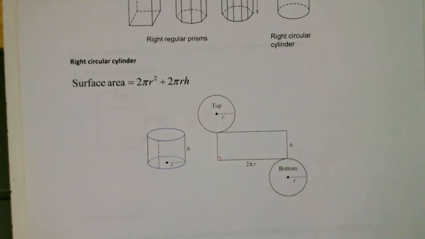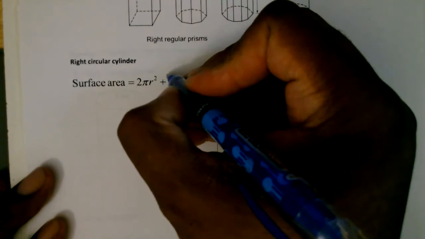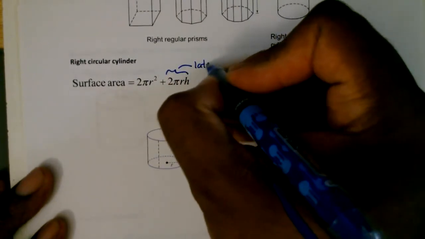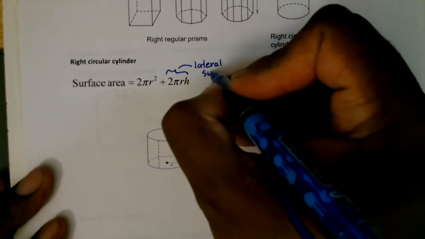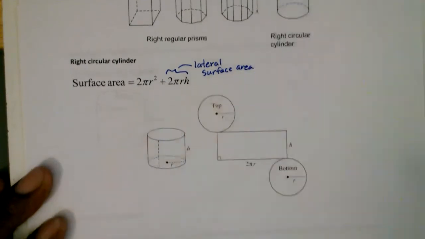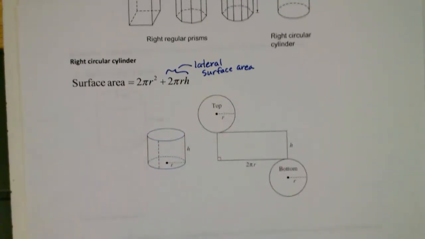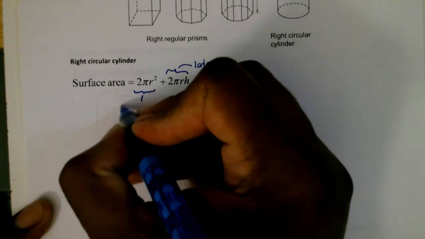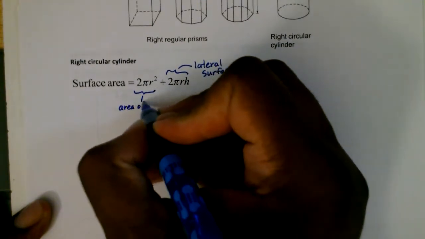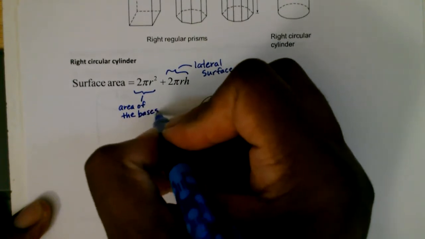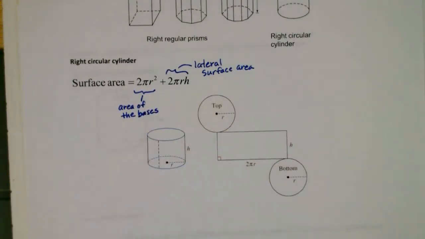Now, let me mention that this 2 pi r h is your lateral surface area, whereas the 2 pi r squared represents the area of the bases, which is, of course, the top and the bottom.